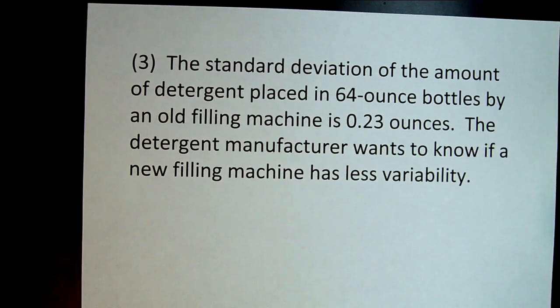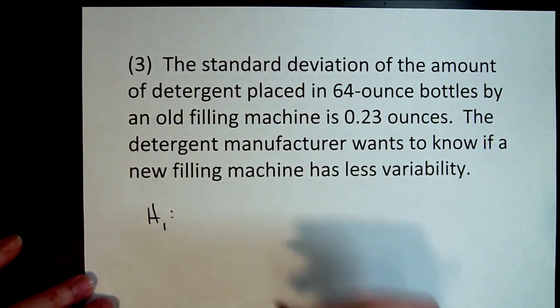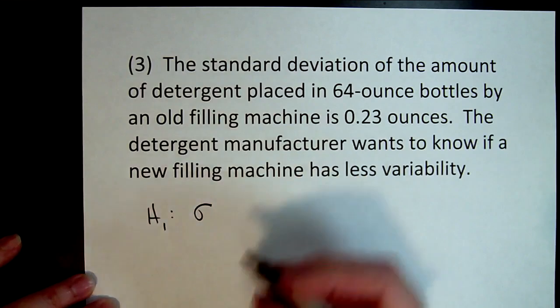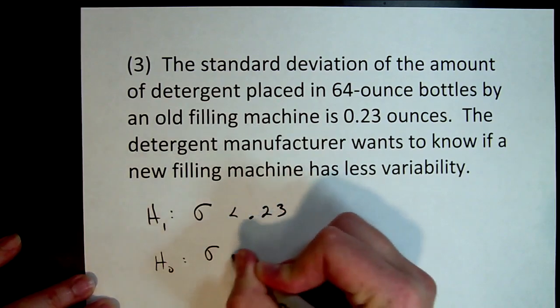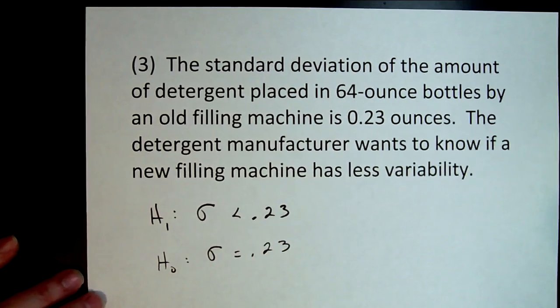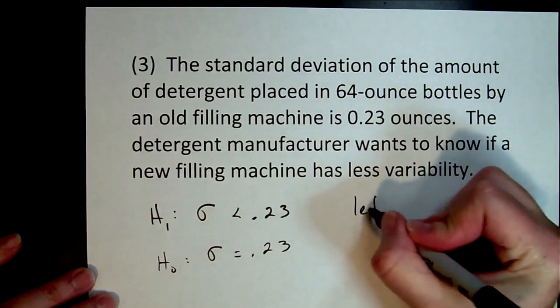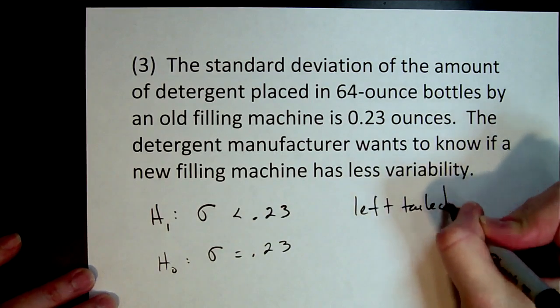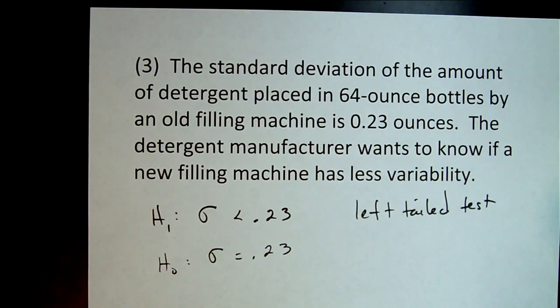Okay, and last, detergent manufacturer wants to know if a new machine has less variability. So the hypothesis to be investigated is standard deviation being less than 0.23. The null hypothesis then would be standard deviation is still equal to 0.23, so no difference. And with the alternate hypothesis being a less than, that's a left-tailed test. Okay, hope that went okay.